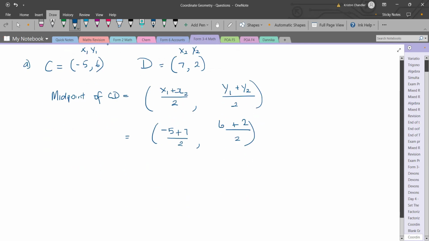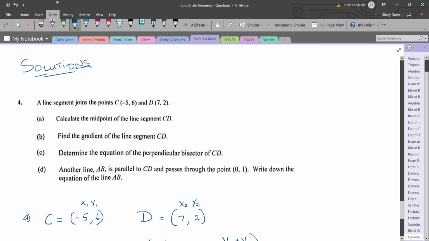right? Let me just work that out. -5 plus 7 is the same as 7 minus 5, so that's 2 over 2. 6 plus 2 is 8 over 2, right? And 2 divided by 2 is 1. 8 divided by 2 is 4, right? And that's it there. We finish with the first one, midpoint of line segment CD.